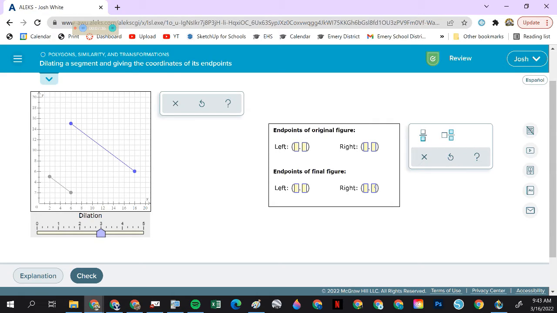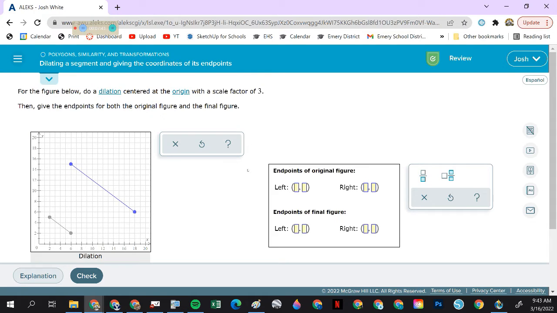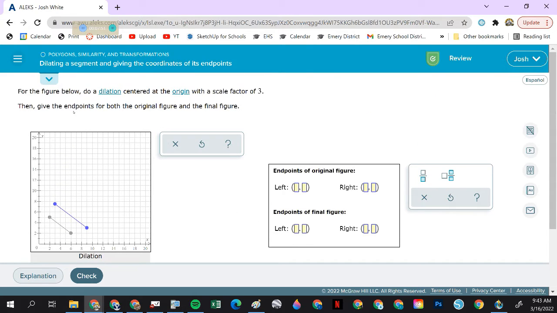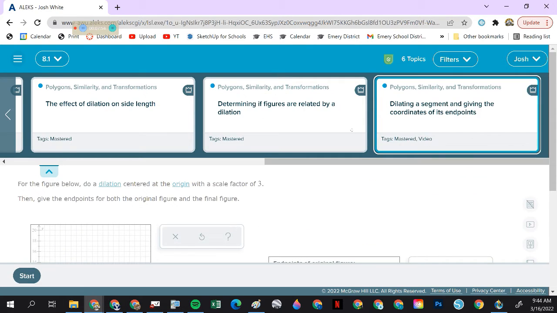Does that make sense? Now it might ask you to do a scale factor of 1/2. So you need to drag this down to 1/2 and then do your endpoints. Or it could be 3/4 or 1/4 or 1.5, whatever the instructions tell you to do.